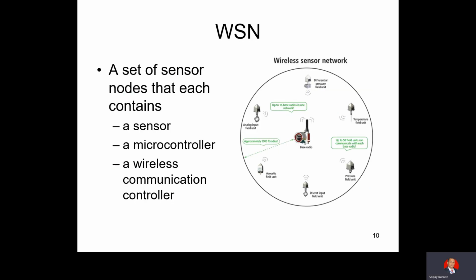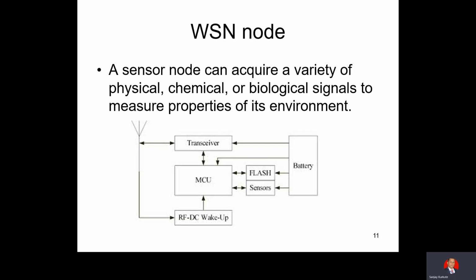Then in a WSN, there is a set of sensor nodes, each of which contains a sensor, microcontroller, and wireless communication controller. This is one more related distributed embedded system. In this node, the sensor node can acquire a variety of physical, chemical, and biological signals to measure properties of an environment.